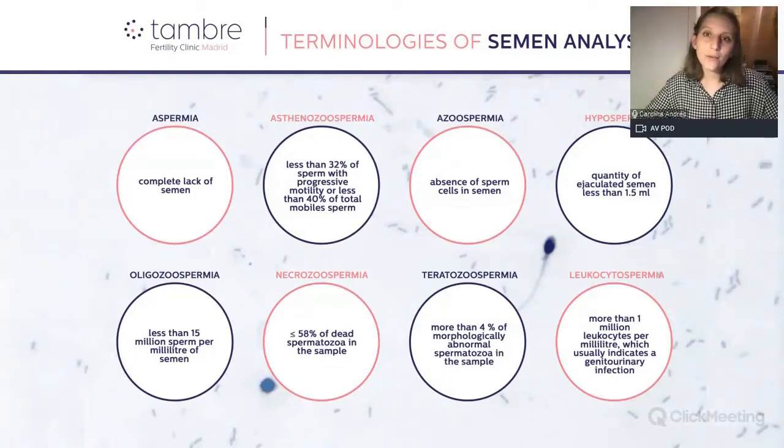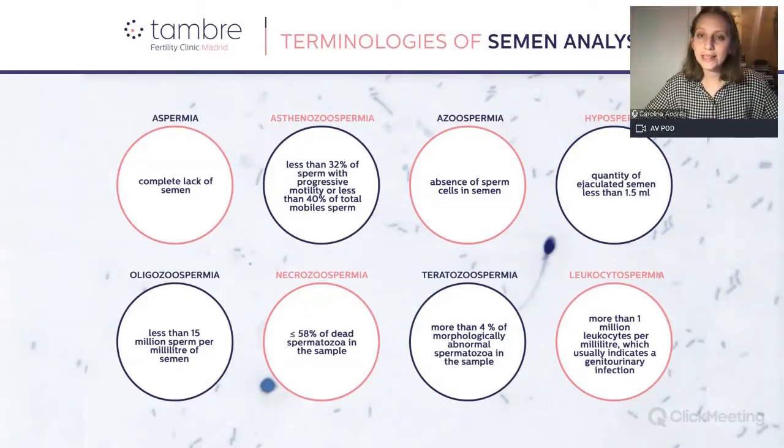So first of all, I would like to point out terms such as aspermia, where there is no semen, azoospermia, when there's a lack or an absence of sperm cells in the ejaculate, and hypospermia, when we find that the volume of the ejaculate is lower than what we would expect.